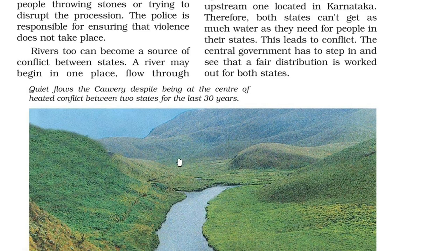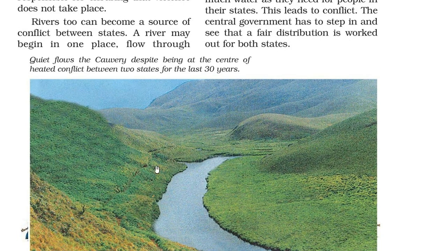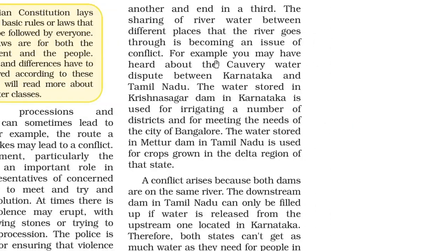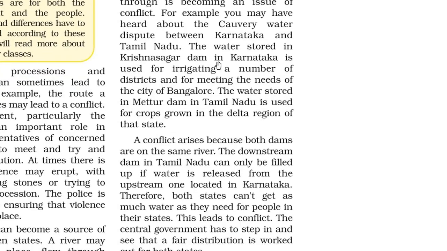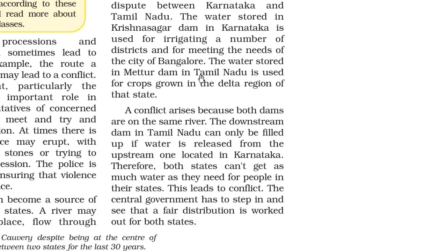Rivers. Now rivers too can become a source of conflict between states. A river may begin in one place, flow through another, and end in a third. The sharing of water between the different places the river goes through is becoming an issue of conflict. For instance, you might have heard about the Kaveri water dispute, especially between Karnataka and Tamil Nadu. The water stored in Krishna Raja Sagar Dam in Karnataka is used for irrigating a number of districts and for meeting the needs of the city of Bangalore.